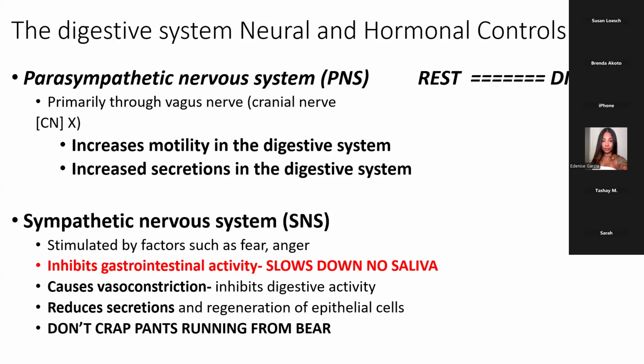All right, so the digestive system has both neural and hormonal controls, okay? So we have the parasympathetic and the sympathetic nervous system, and you want to know this, all right? So parasympathetic, rest and digest. And in order for you to digest, what has to be released?